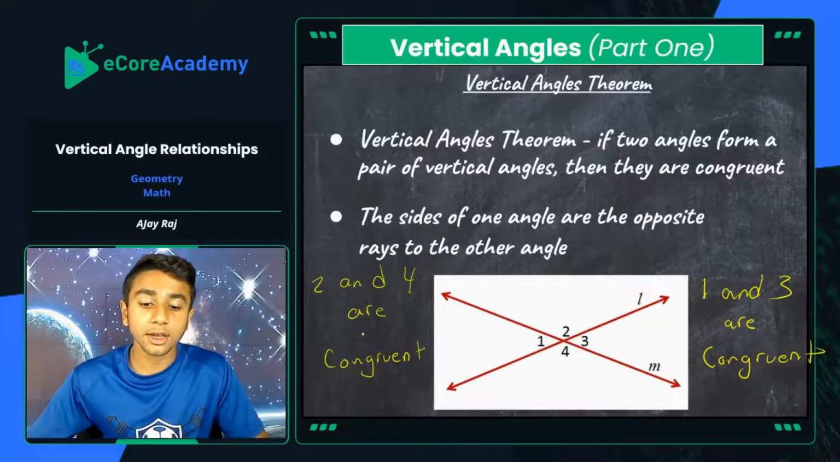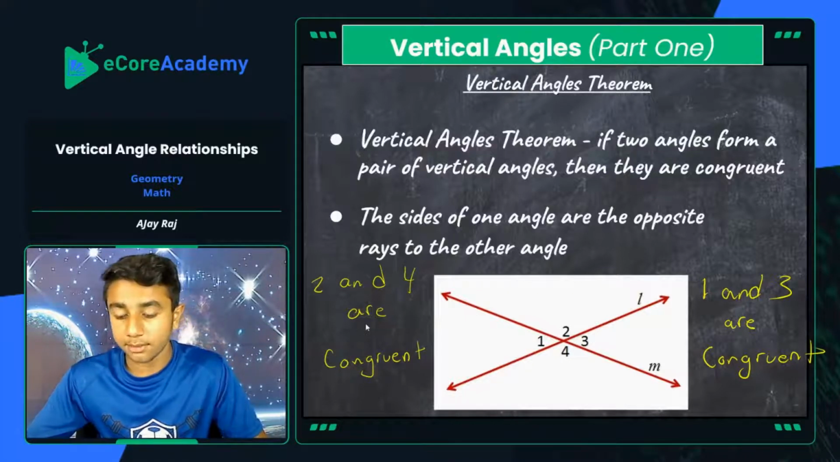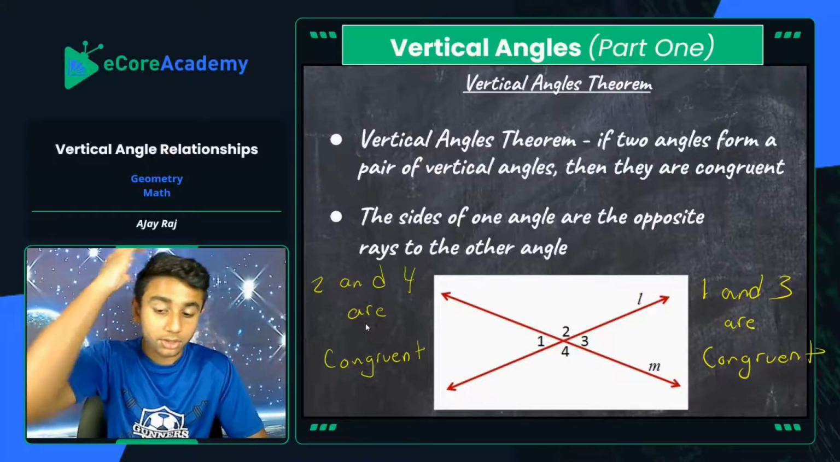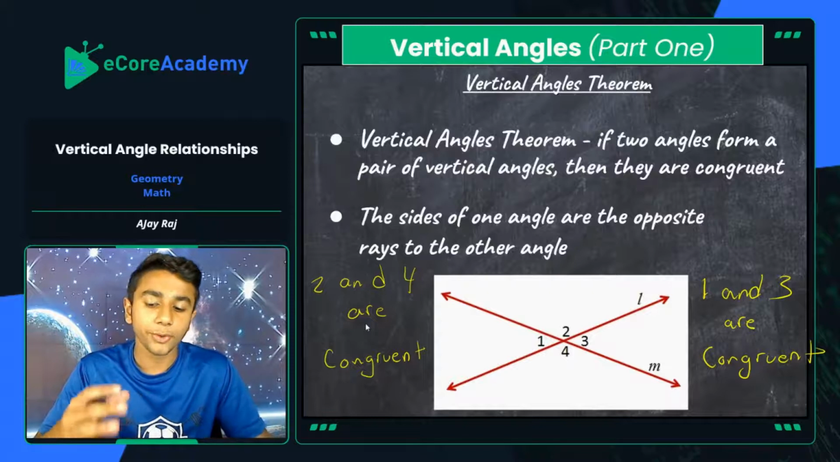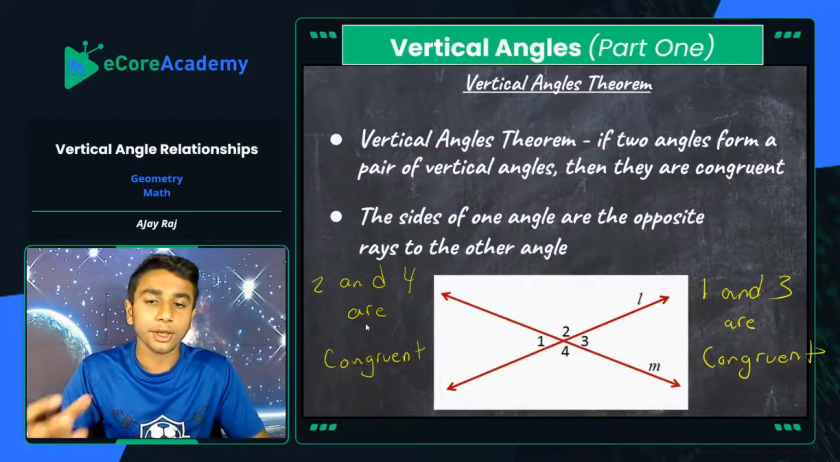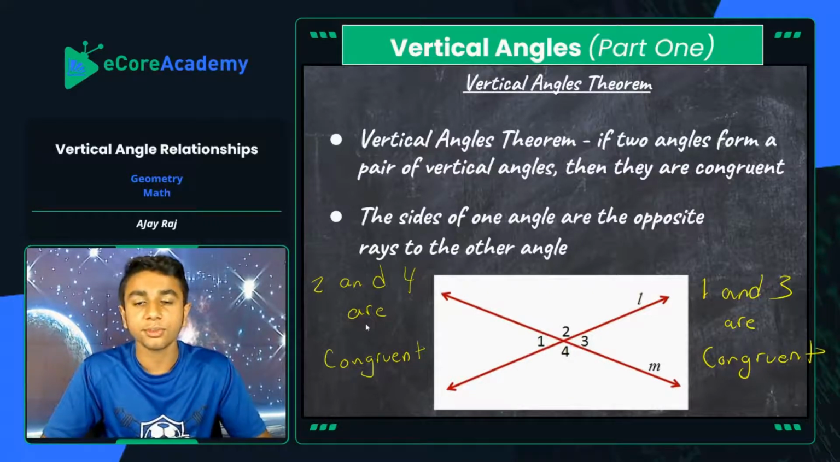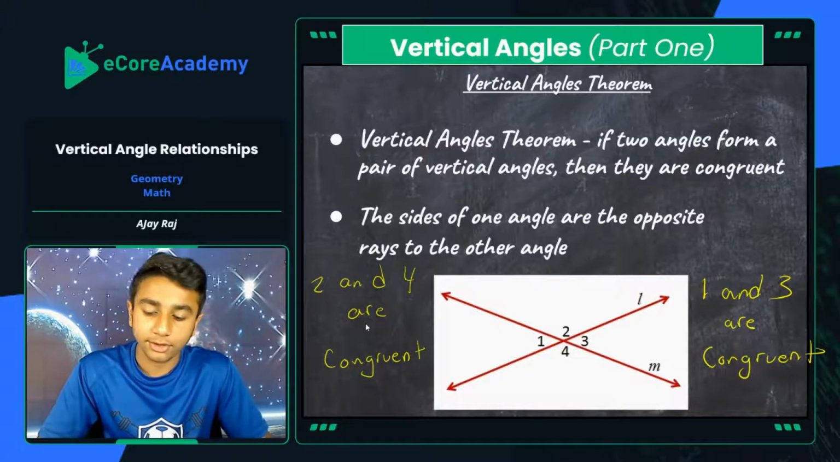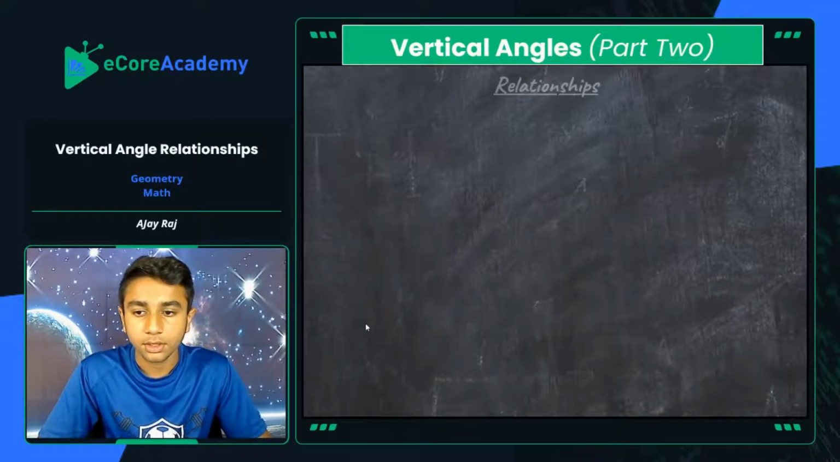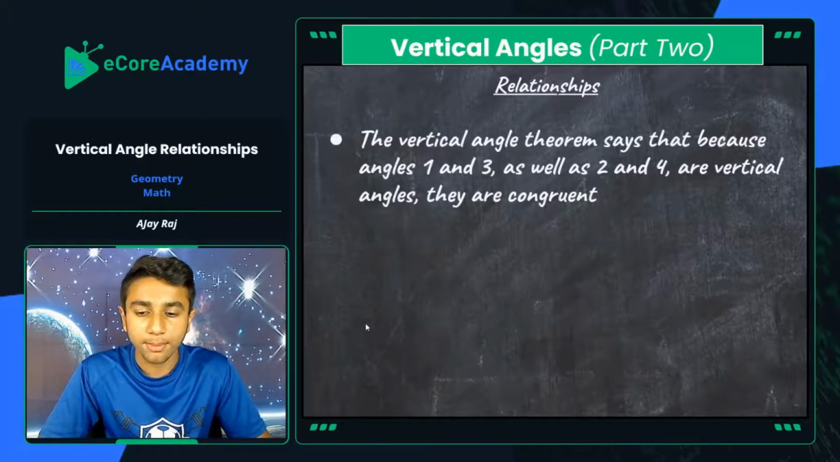That doesn't necessarily mean that, for example, angle 2 and 3 will have equal measures, but you're always guaranteed that 2 and 4 will have equal angle measures and 1 and 3 will have equal angle measures. But there are special cases in which all angles might have the same measure depending on the angle of intersection. So let's look at relationships developed by vertical angles.